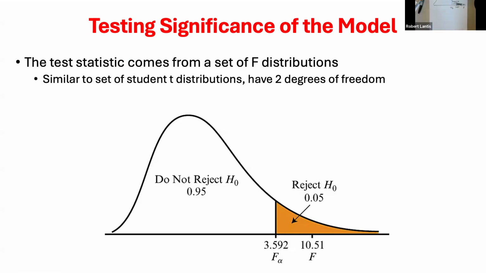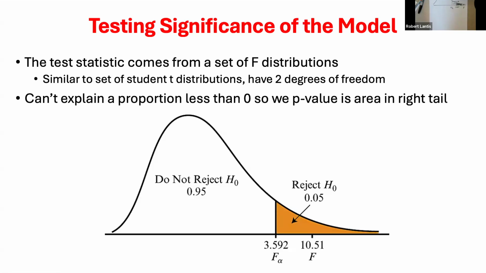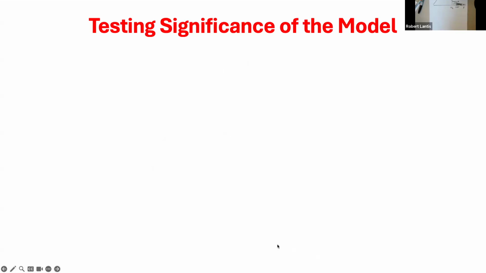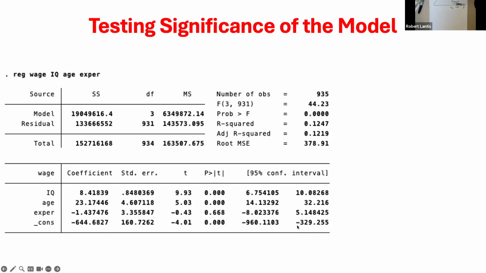So similar to our student T distributions, although it has 2 degrees of freedom instead of just 1, we're not going to work with F tables, or I'm not going to make you do any of this. All we're going to need to know are those same rules that apply from previous hypothesis testing, which is we reject if the p-value is less than alpha, or if our F statistic, our test statistic, is greater than our critical value. Okay.